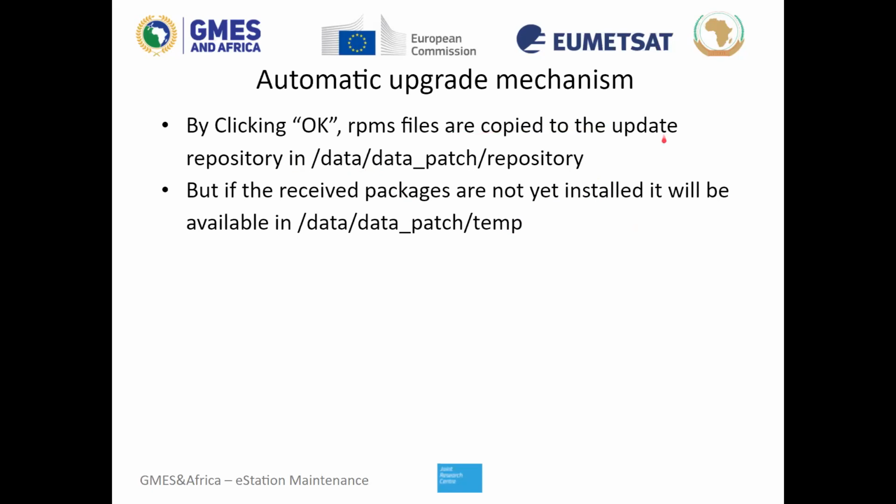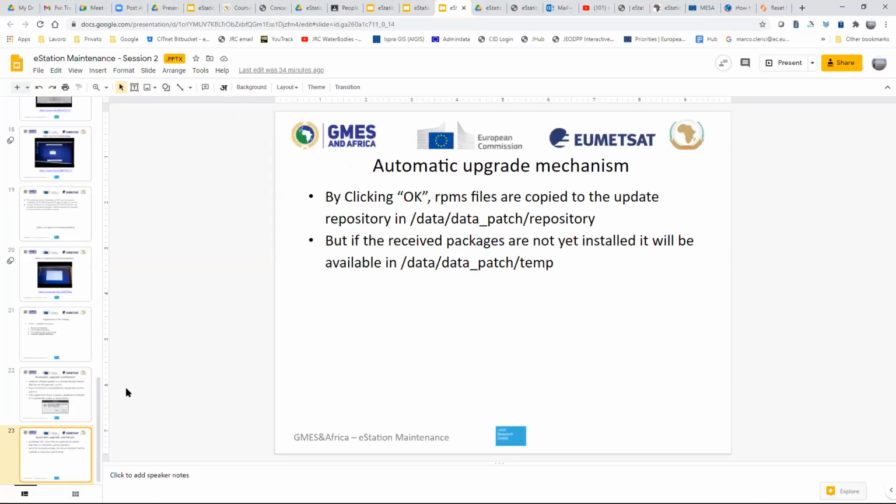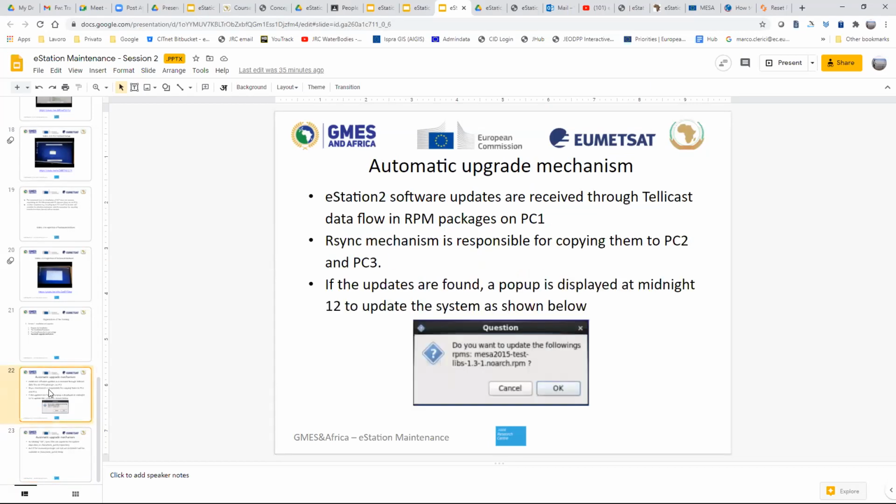If everything is fine, if you click on OK and the eStation updates are installed, then you find the repository in this path. This is how the upgrade mechanism works. If you have some doubts, you have to answer, because I guess there were some doubts related to this one, because they asked that they couldn't find the update.